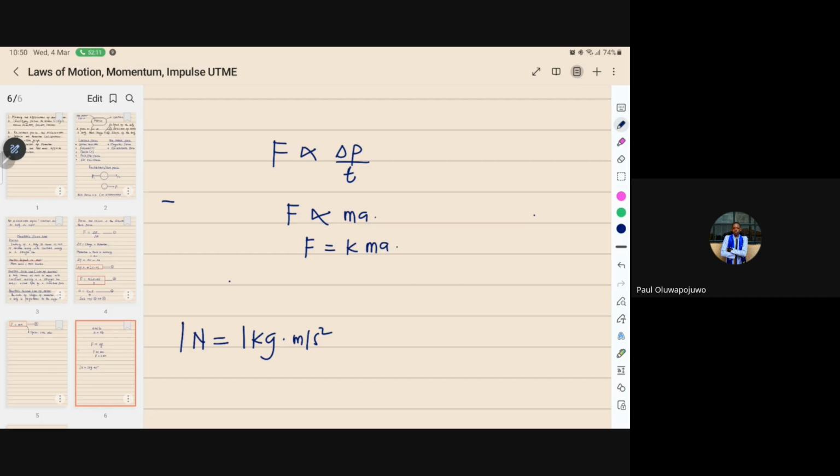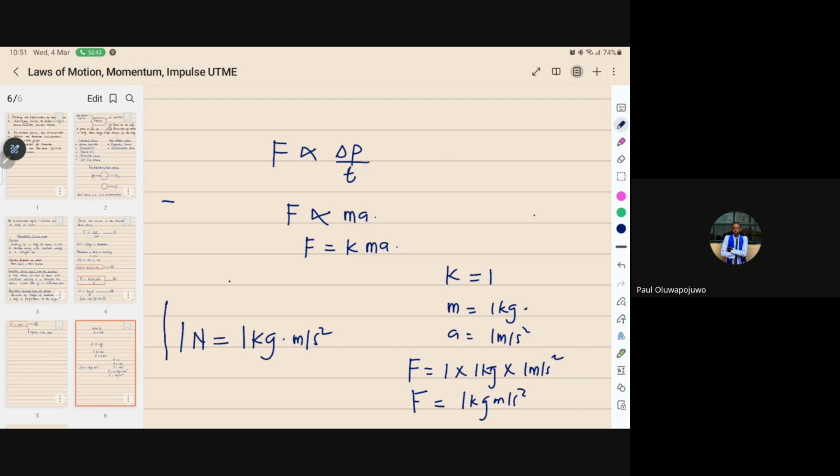Our assumption is that k is equal to 1, the proportionality constant, and that m is equal to 1 kg. And then we say that a is equal to 1 meter per second squared. So that F will now be equal to 1 times 1 kg times 1 meter per second squared. So that your force will now be equal to what? 1 kg meter per second squared.